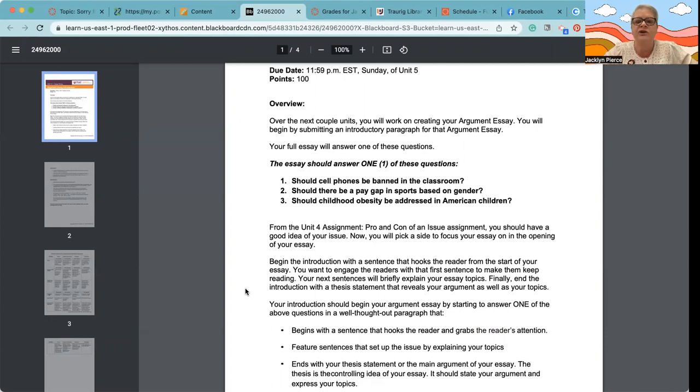So begin the introduction with a sentence that hooks the reader from the start of your essay. Using something like a question or a statistic can be really helpful there. If it's a statistic that you looked up, you have to cite it, as we've been working on. You want to engage the readers with that first sentence to make them keep reading. Your next sentences will briefly explain your essay topics. What you don't want to do in the introduction, though, is just talk about everything that's coming up in the body. You want that to be in the single sentence at the end.